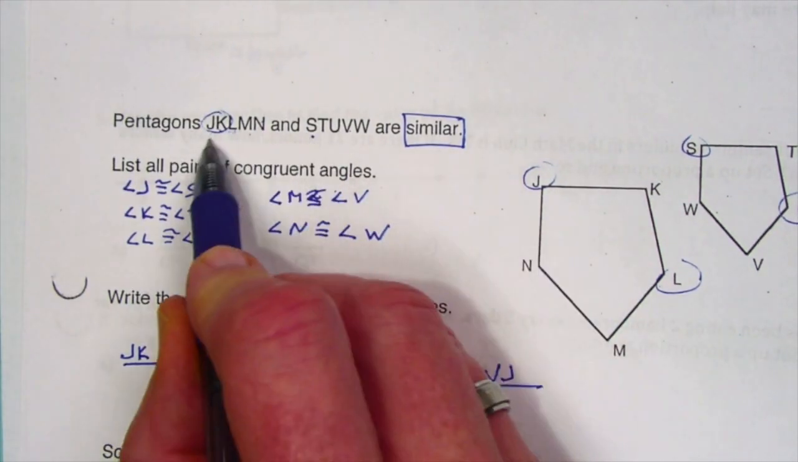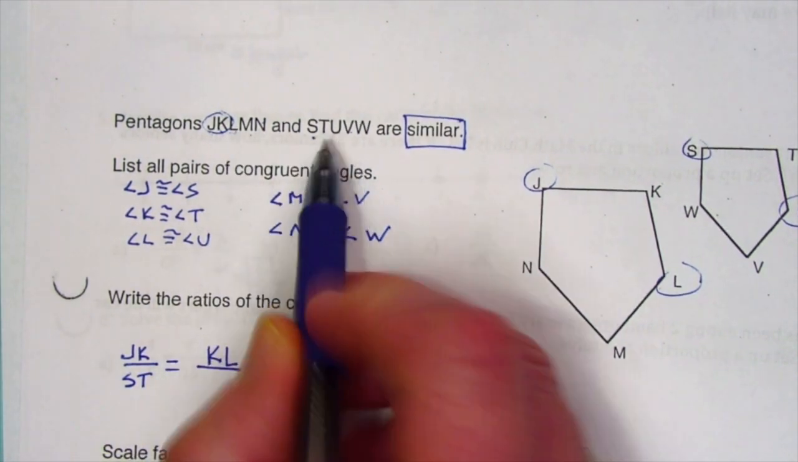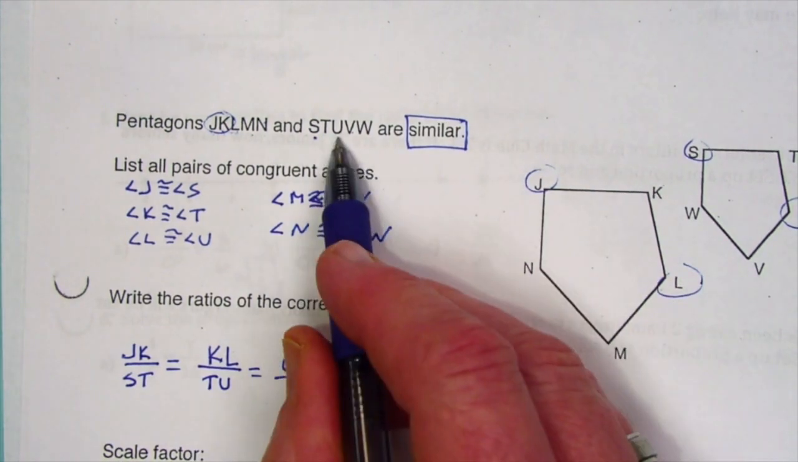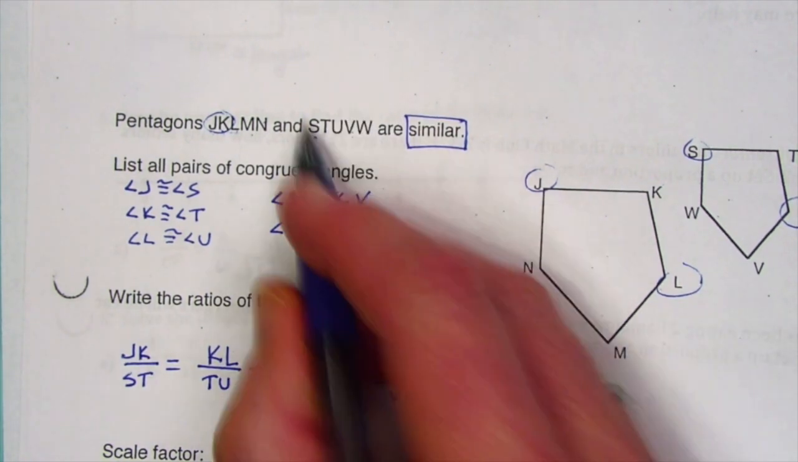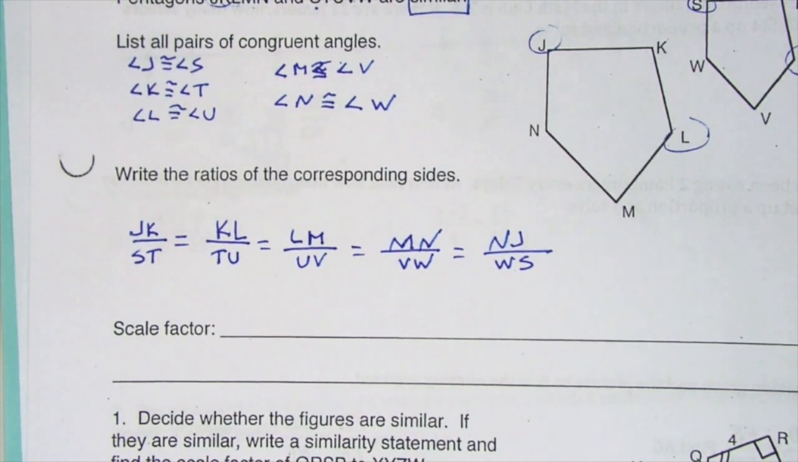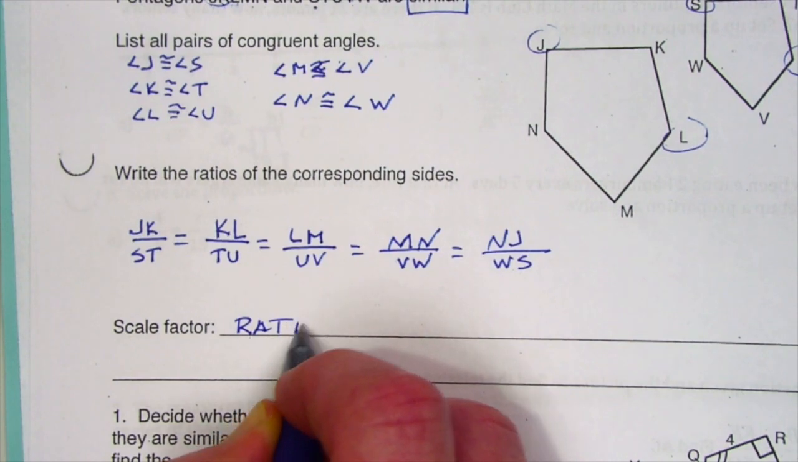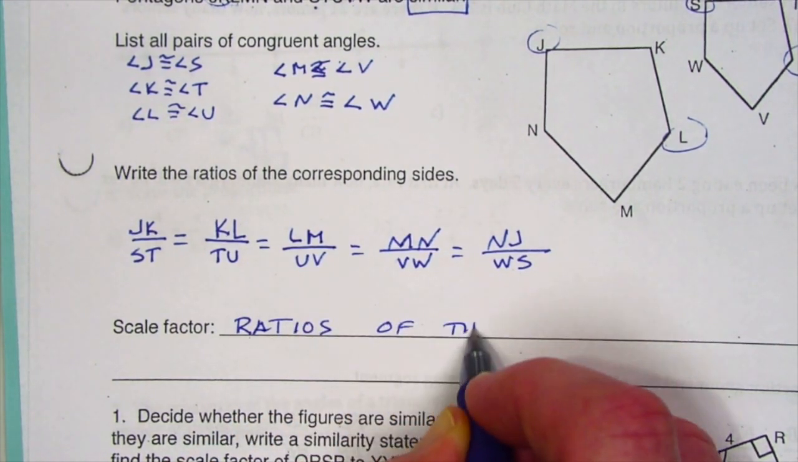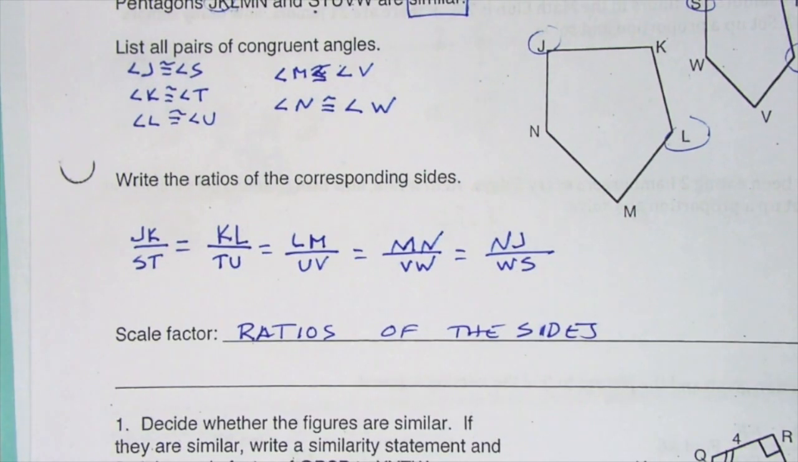Okay, so the first, what corresponds to JK was ST. What corresponds to KL was TU, so we can just go right in order. Then UV, then VW, and then WS. Okay, so those are proportion. The scale factor, what you get here, is simply the ratios of the sides. Since we don't have any lengths for this one, we can't come up with a scale factor. But we're going to go ahead and do that on the next one.